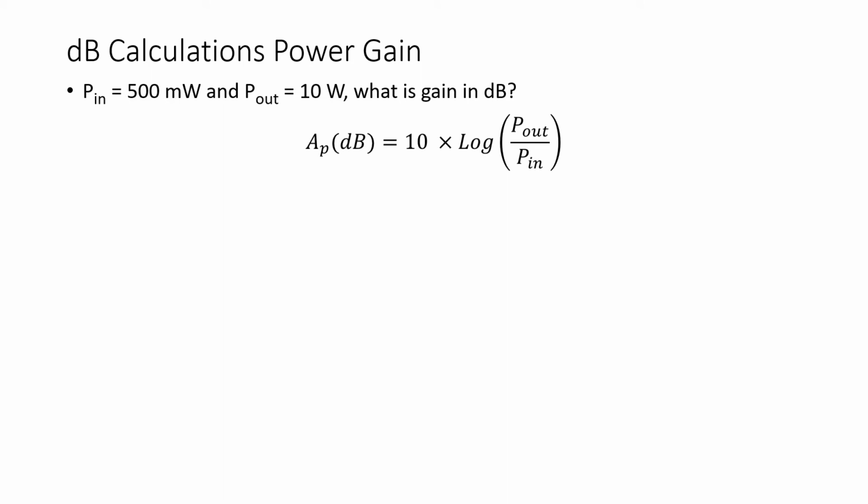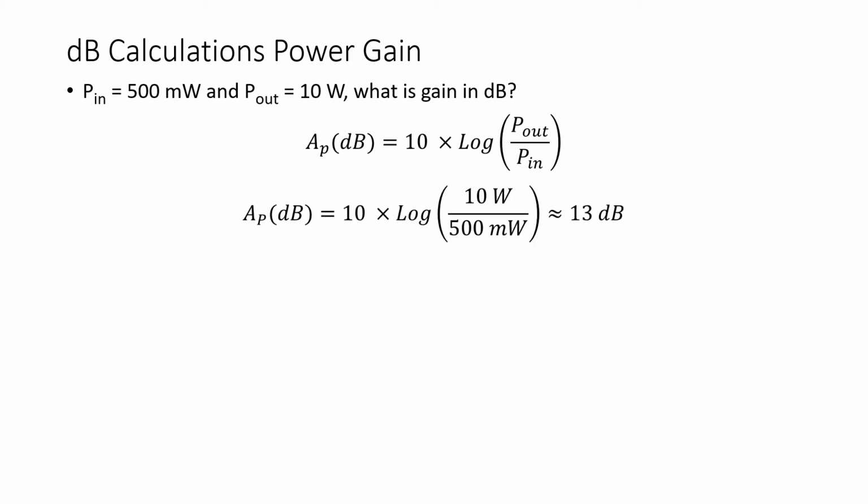The power gain in decibels equals 10 times the log of P out over P in. We substitute in our known values. 10 watts is the output power, 500 milliwatts is the input power, and this has a gain in decibels of approximately 13 dB. Now the precise value is actually closer to 13.01 dB, so hopefully you can appreciate why I have used an approximately equal symbol here. This is not a precise value.